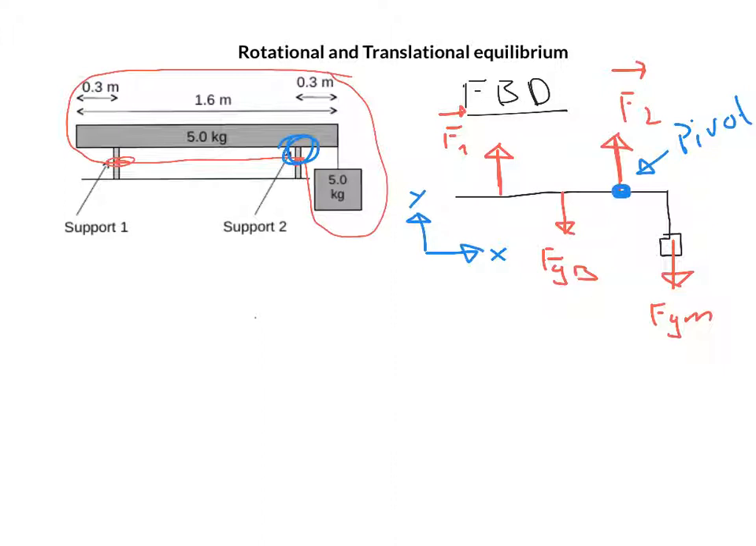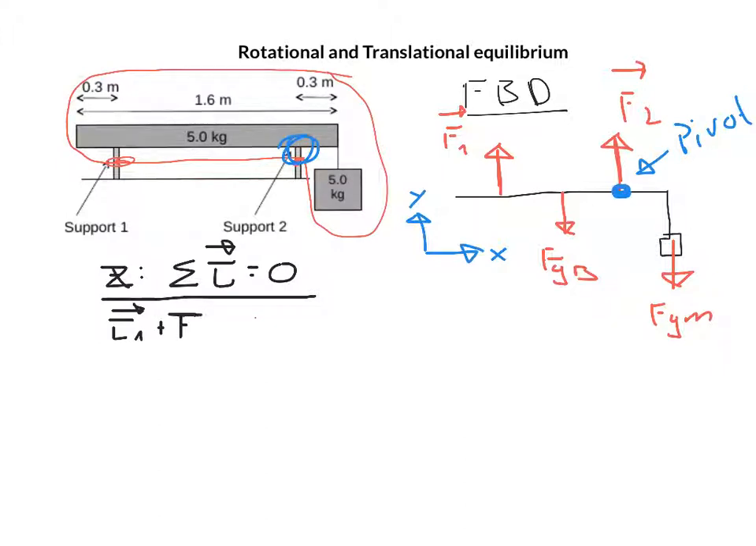I'm going to start with my torque because I hope that I can figure out as much as possible already from torque. So in z direction the sum of all torque must be 0. Who is causing me a torque around the pivot? I have a torque caused by force 1, a torque caused by the gravity of the beam, and a torque caused by the gravity of the mass. F2 cannot cause any torque because it's directly connected to the pivot point.